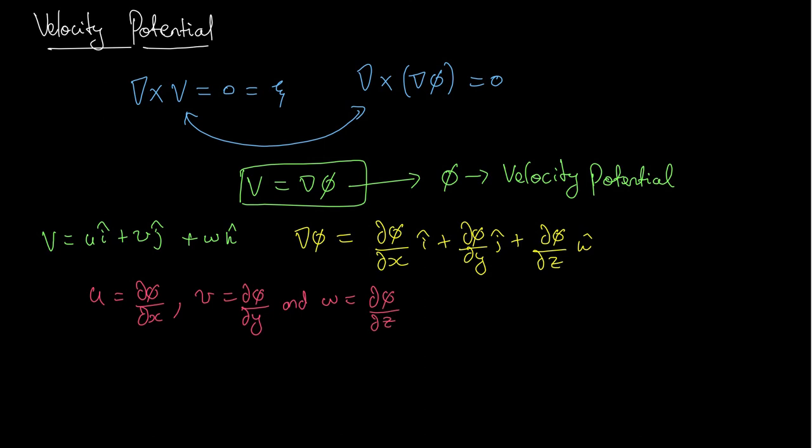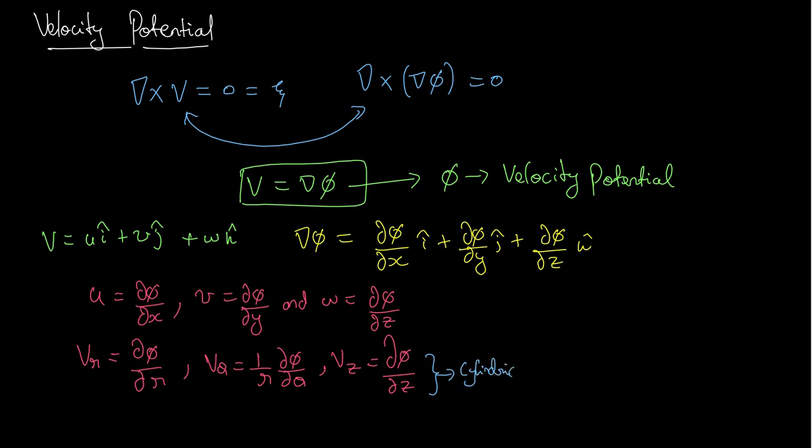I can also write a similar expression in polar coordinates. I'm not deriving it here, but just for the sake of record, I can write my radial velocity to be dou phi by dou r, and my v theta, tangential velocity, to be 1 by r dou phi by dou theta, and my vz, the perpendicular to plane velocity, to be dou phi by dou z. That remains the same in most cases. And this is in cylindrical coordinates.